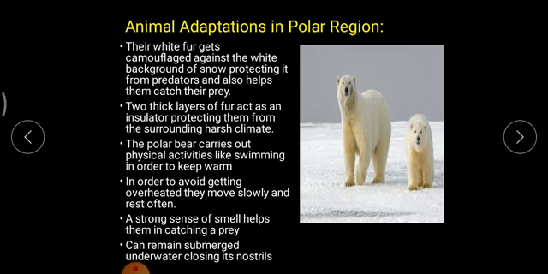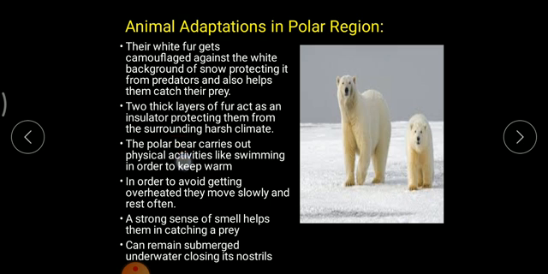Prey means in order to survive, they will have to hunt also. Since their structure is white and snow is also white, they hide in such a manner that they can catch prey and eat them also. Two thick layers of fur act as an insulator, protecting them from the surrounding harsh climate. So this polar bear has two thick layers.